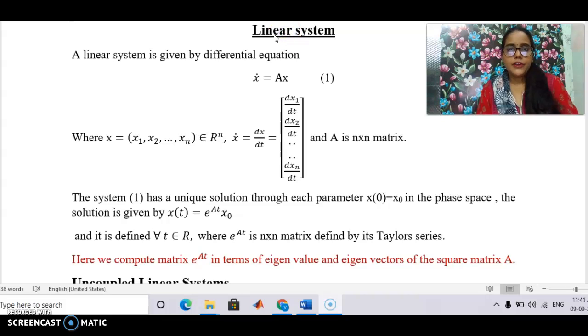Hello, today we start a topic which is linear system. We already studied the dynamical system, which is of two types: one is linear and another one is non-linear. First we study how to find the solution of a linear system.